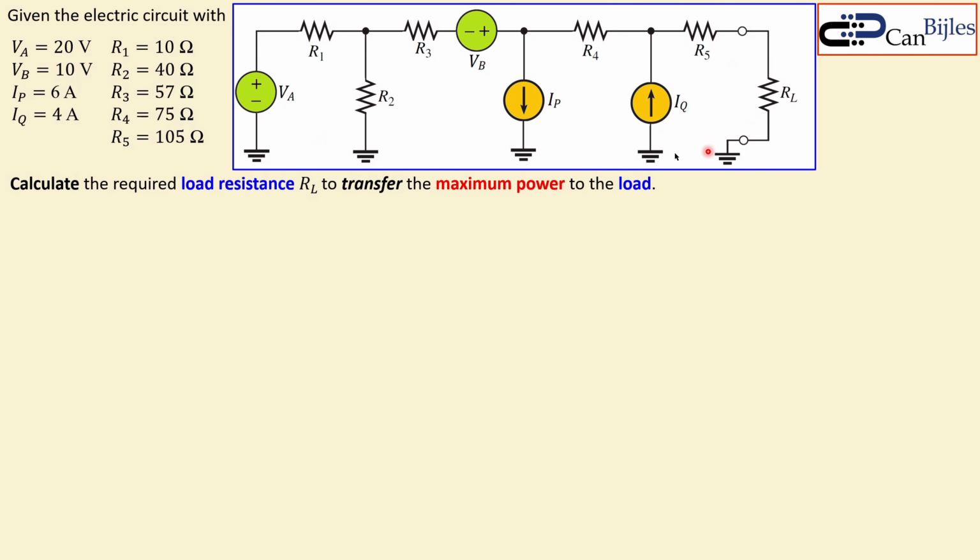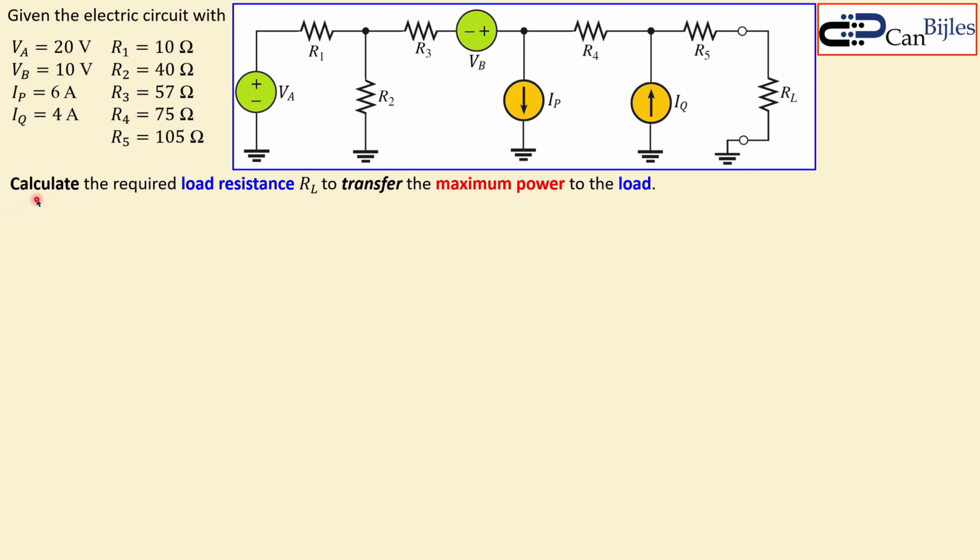This circuit is rather complicated as shown here, so that's actually a challenging example to illustrate the concept in great detail. We have 4 sources, VA, VB, IP and IQ, so 2 DC voltage sources and 2 DC current sources. These are the values. And we have 5 resistors actually, R1, R2, R3, R4 and R5. Those are given. And also we have a resistor load RL connected between these 2 nodes at the output.